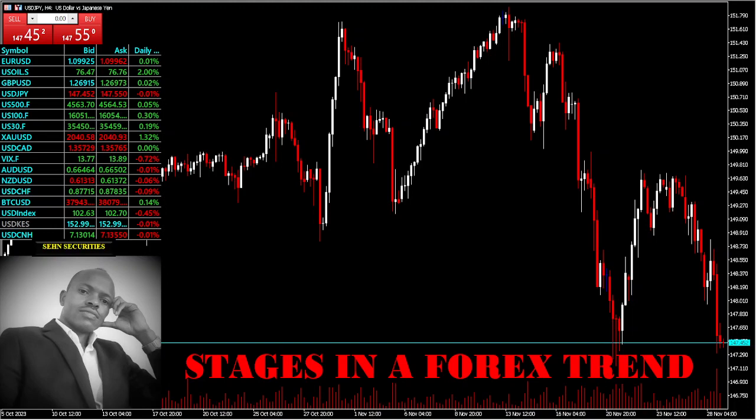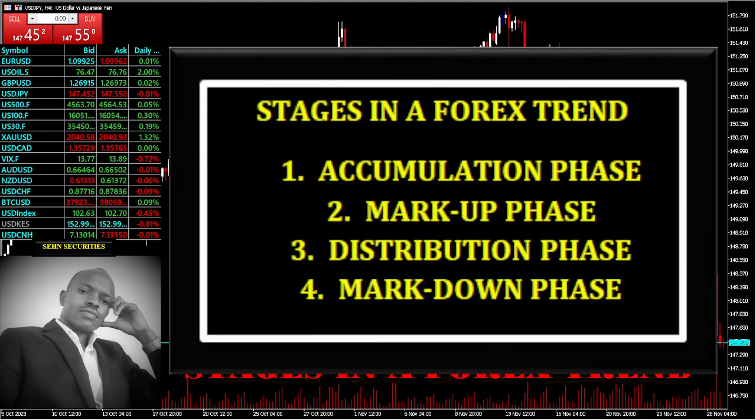In Forex trading, a trend refers to the general direction in which the market is moving. Forex trends are usually classified into four main stages that include accumulation phase, markup phase, distribution phase, and markdown phase.